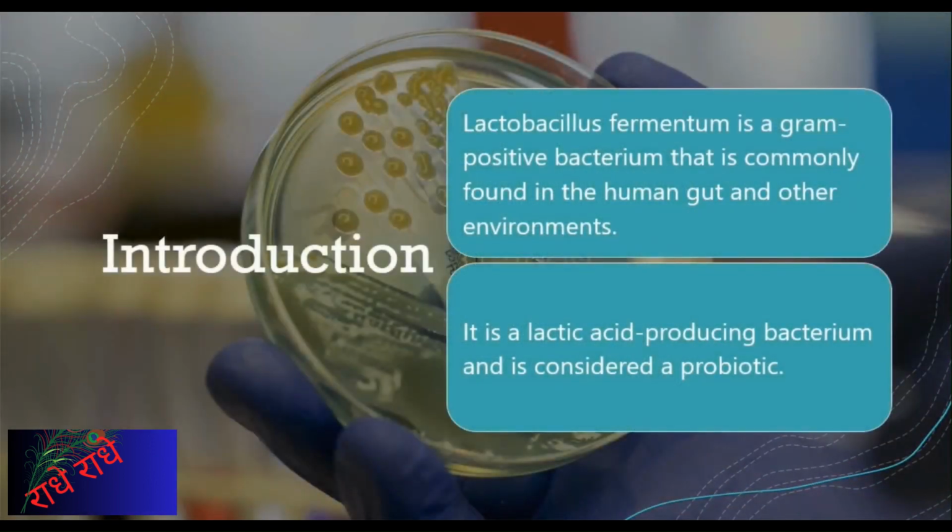Lactobacillus fermentum is a gram-positive bacterium that is commonly found in the human gut as well as other environments. It is used to produce lactic acid, making it an important probiotic microorganism. Lactobacillus fermentum could be beneficial in intestinal health and can improve the balance of beneficial and harmful bacteria in the gut. It can also help maintain healthy digestion and support the immune system.